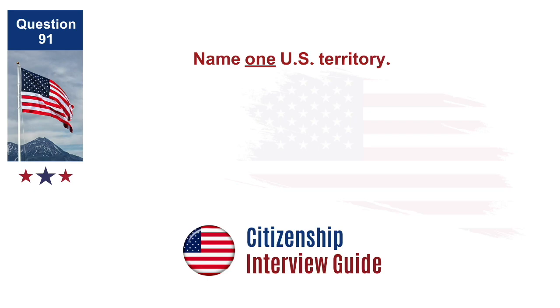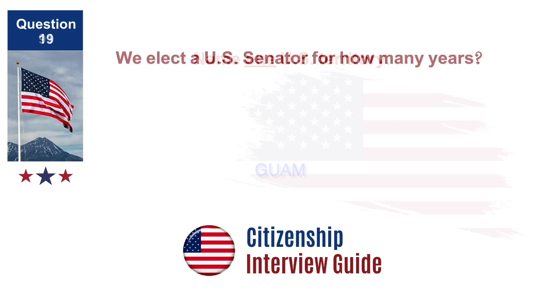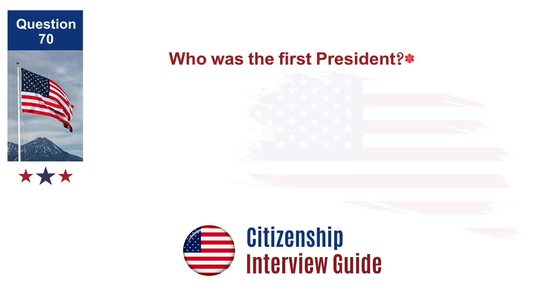Name one U.S. territory. Guam. We elect a U.S. Senator for how many years? 6. Who was the first president? George Washington.